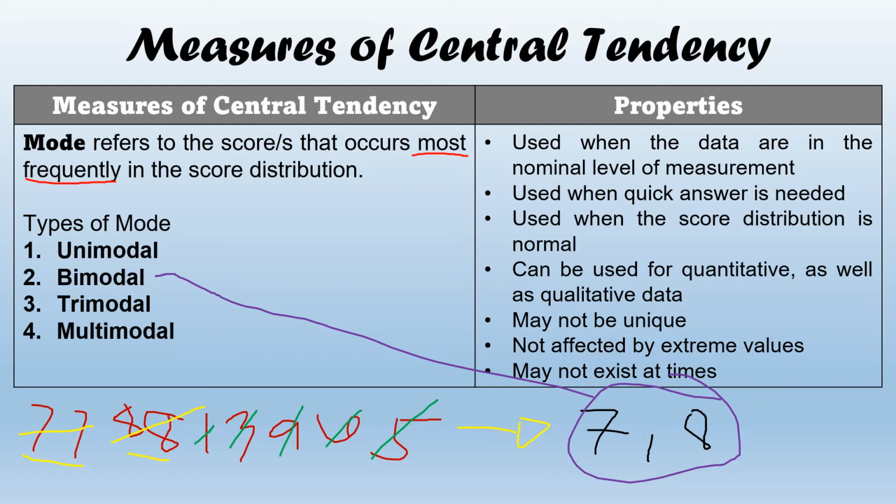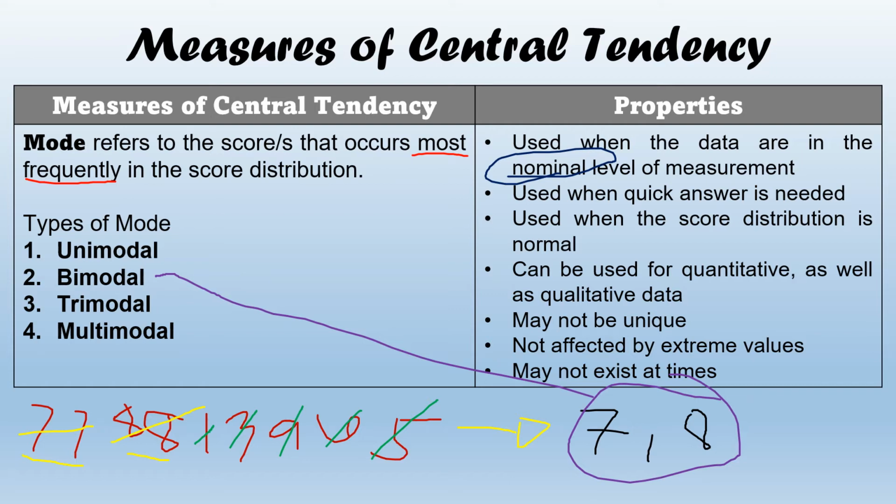Now let's try to look at the different properties for mode. Okay, of course, the first one, used when the data are in the nominal level of measurement. Take note, naka-nominal lang siya. So yung pinakamababang level ng level of measurement. No? Next, used when quick answer is needed. Of course, kasi hahanapin mo lang kung ano yung most frequently na nag-occur sa data set.